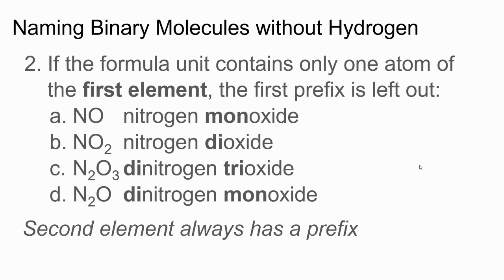Okay, so here's another one. We have 1 nitrogen, that's our first element. We have 2 oxygens, so this is called nitrogen. It doesn't have a prefix because there's only 1 of them. Dioxide. Okay, nitrogen dioxide. And then if we have more than 1 of the first element, then we start using prefixes. So the third one here, we have 2 nitrogens, we have 3 oxygens, so this is dinitrogen trioxide. This one we have 2 nitrogens and 1 oxygen, we still put the mono. So dinitrogen monoxide. Okay. So the second element always has a prefix. The first one only has a prefix if there's more than 1.